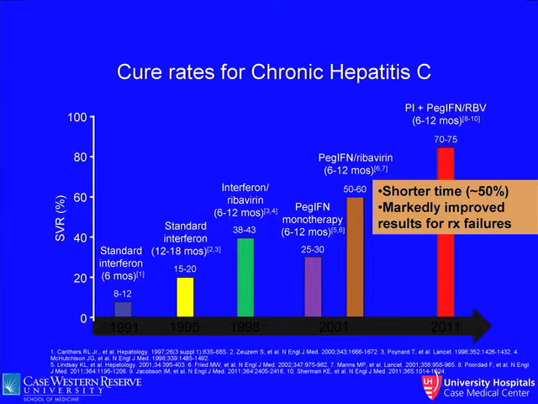So whereas almost 15 years ago the cure for hepatitis C did not exceed 10-15%, now we're looking at close to 70-75% with these agents. As I said, with potentially shorter duration of therapy and markedly improved outcomes even in previous treatment failures. So that is terrific. That's why you want to have your patients go through the time and effort and pain and suffering to actually take these medications, because they improve their likelihood of a cure.